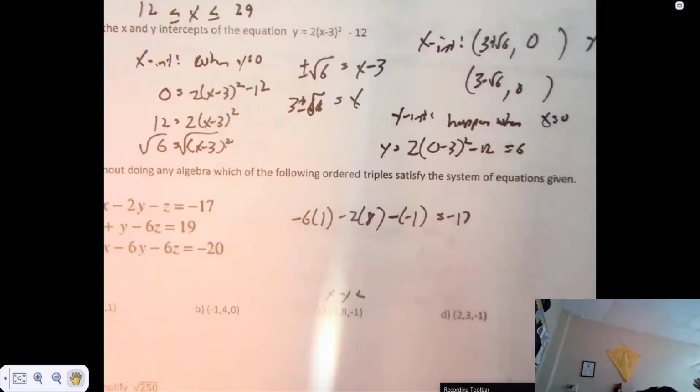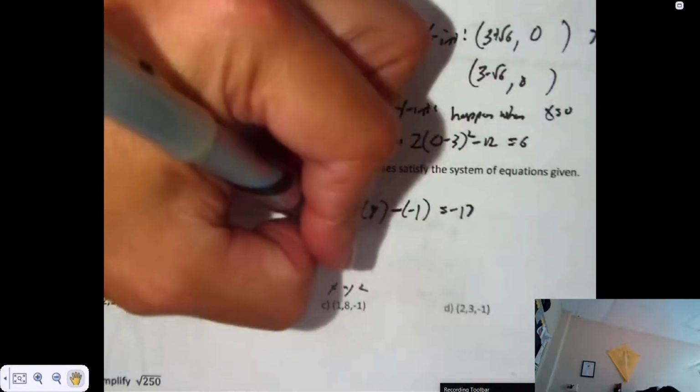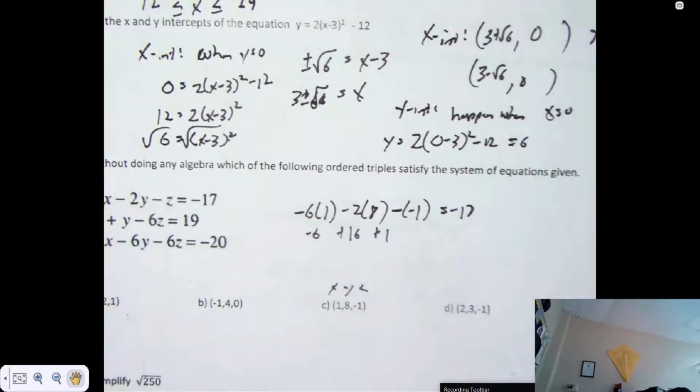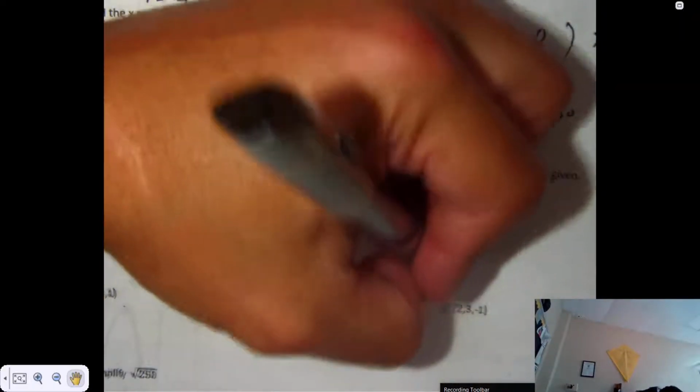So negative 6 times 1 minus 2 times 8 minus a negative 1 is supposed to be negative 17. I'm just plugging in and looking. So this is a negative 6, that's a plus a 16, and that's a plus 1. Well, I would say that I was wrong. That is not the correct answer. What I just came up with is a false statement. So this ordered pair doesn't exist anymore. Maybe it's D. So I'm going to look at D.